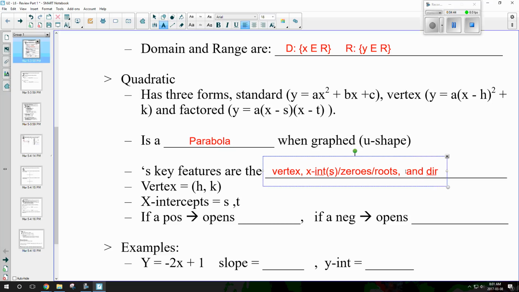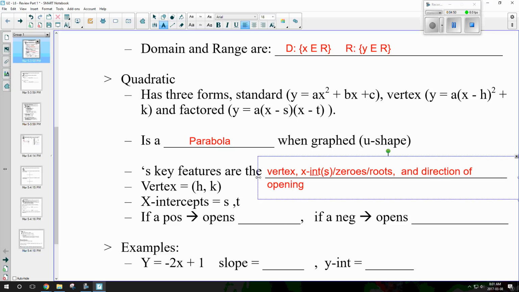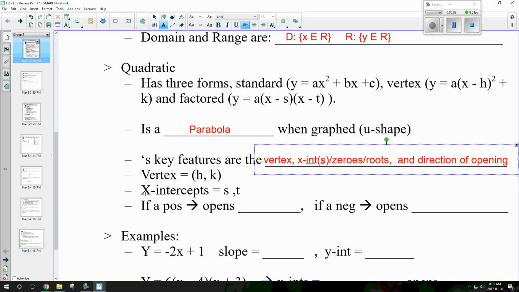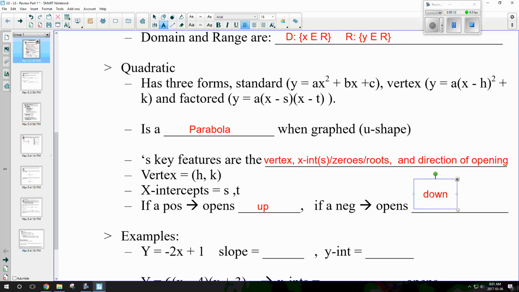And the last key feature that we like to pull out is our direction of opening from each of our equations. And in this one, it doesn't matter which form of equation it's in, we can always determine what the direction of opening is. And remember, that's always just the sign of the a value, so the value that sits out front. So if a is positive, we know that our parabola will open up. And if a is negative, we know that our parabola will open down.